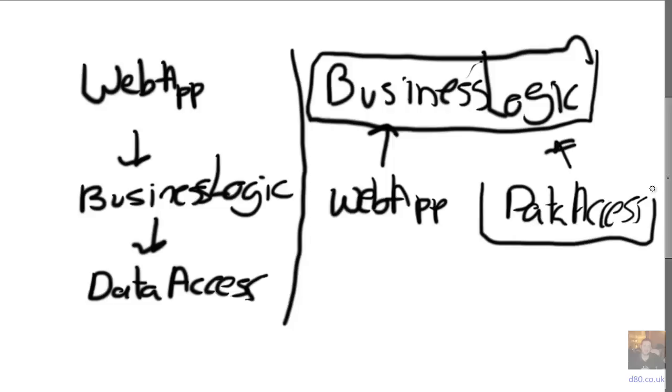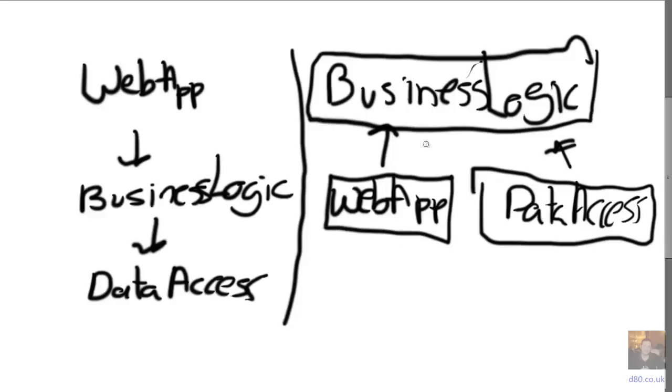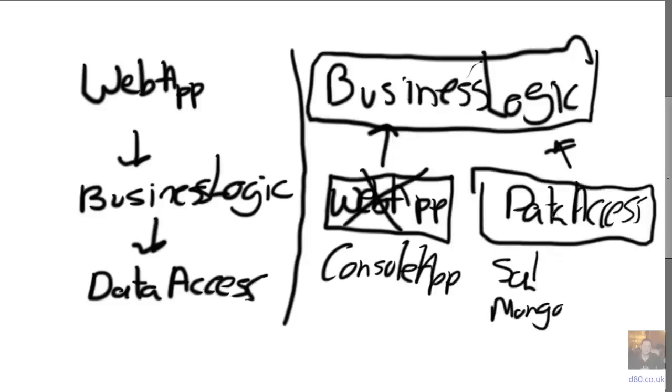So what we do is we invert the dependencies, so everything points towards the domain or the business logic, and then we can swap out the web app, replace it with a console app, and there's nothing wrong with that. Similarly, we can replace SQL with Mongo, and that's the dependency inversion principle.